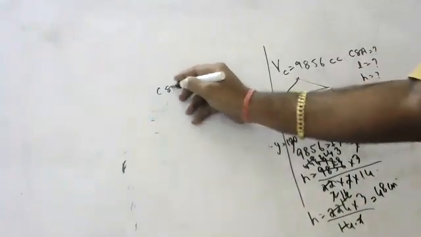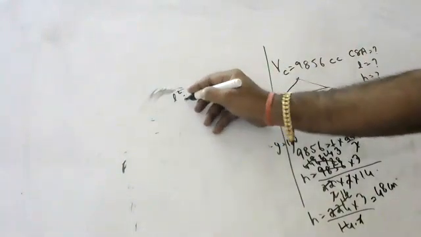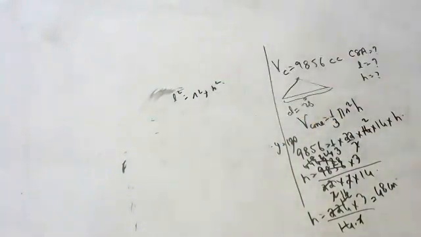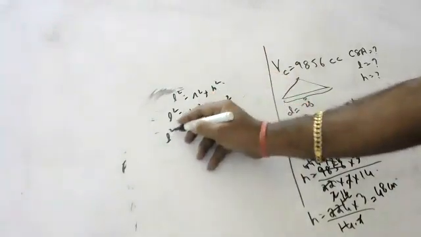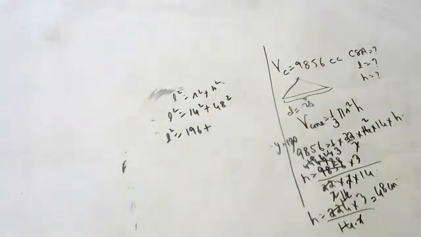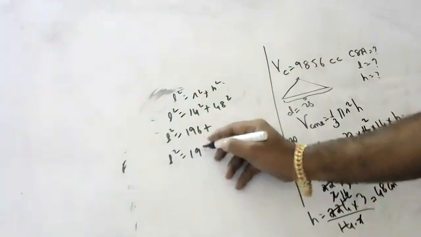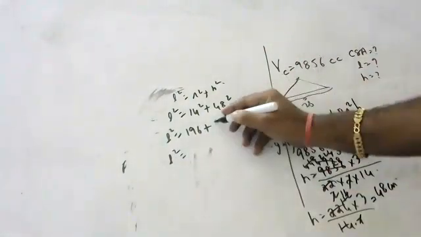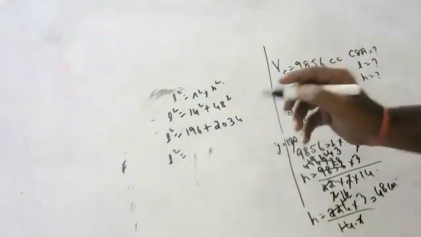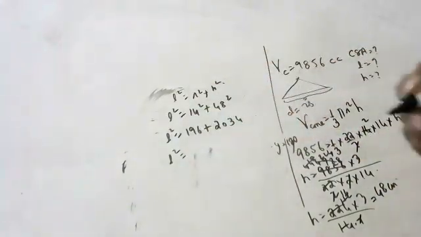Now what is the CSA? First, you have to find the slant height. L square is equal to R square plus H square. L square equals 14 square plus 48 square. L square equals 196 plus 48 square. 48 square, how much, children? 2,304.